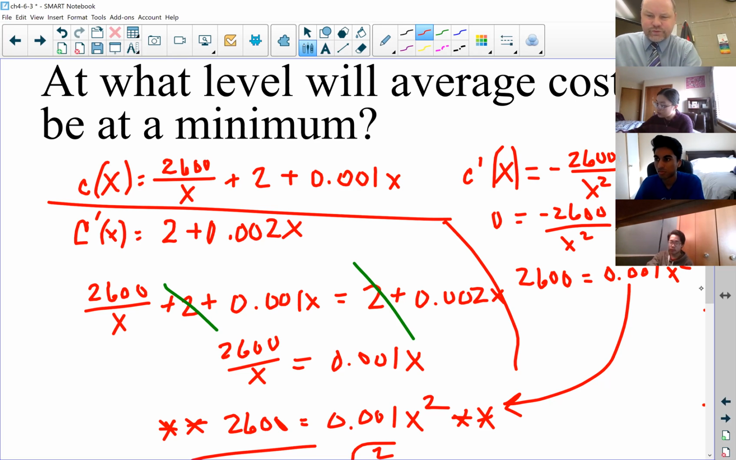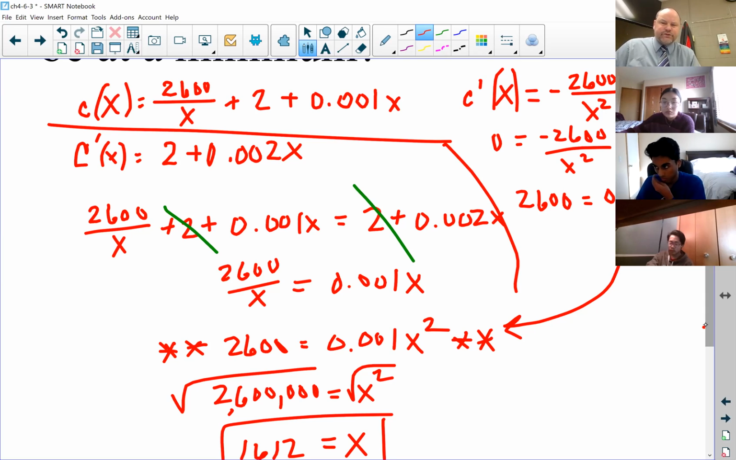Just doing the algebra to show that. And yes, that last step, I did two things. I added the 2,600 over x squared to both sides and multiplied by x squared to get rid of the variable in the denominator. All right.